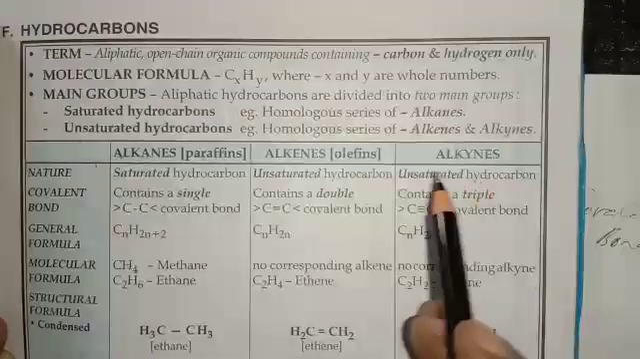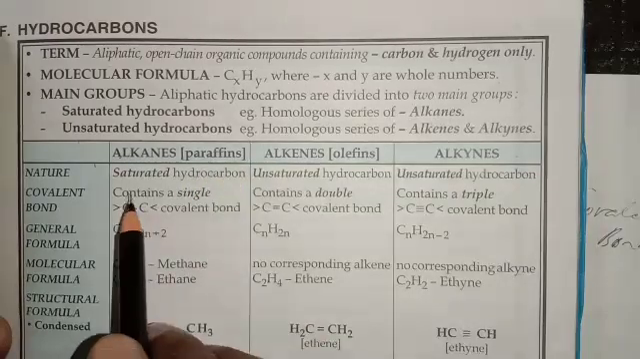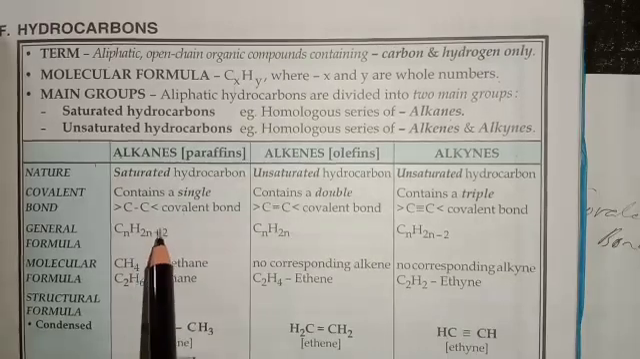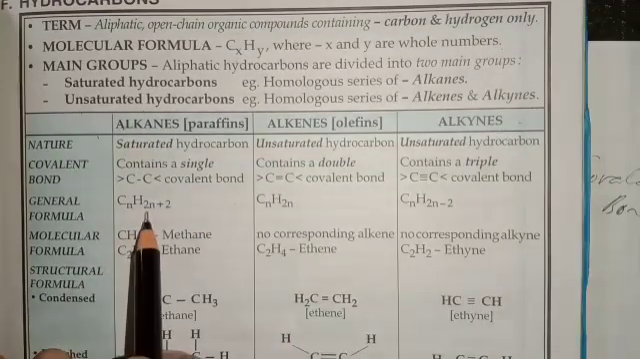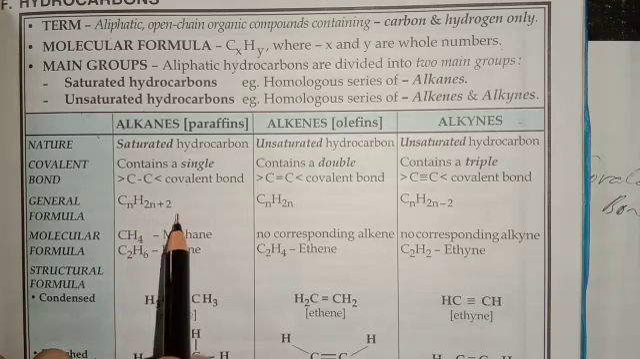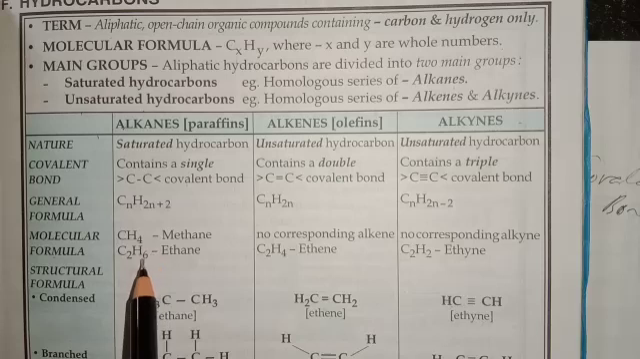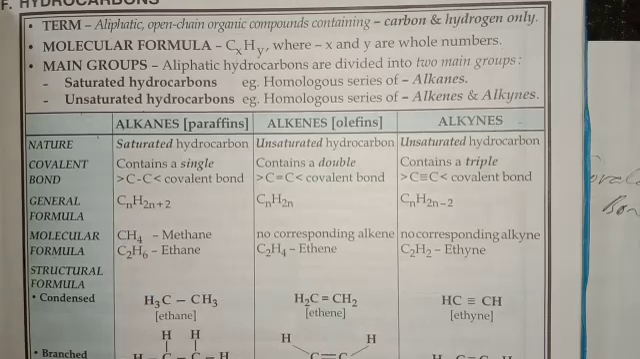The first one is alkane. The name is paraffin. This is a saturated hydrocarbon which contains single bonds, single covalent bonds between carbons. The general formula in case of alkane is CnH2n+2. The first member of this series is CH4, methane. The second member is C2H6, putting n equal to 1, 2, 3, 4 like this.